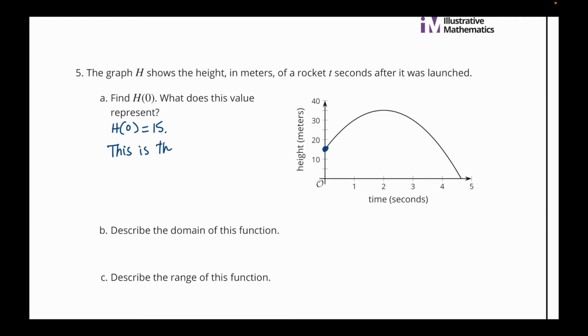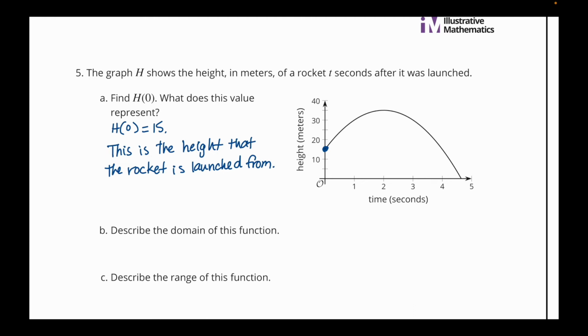Is the height that the rocket is launched from.